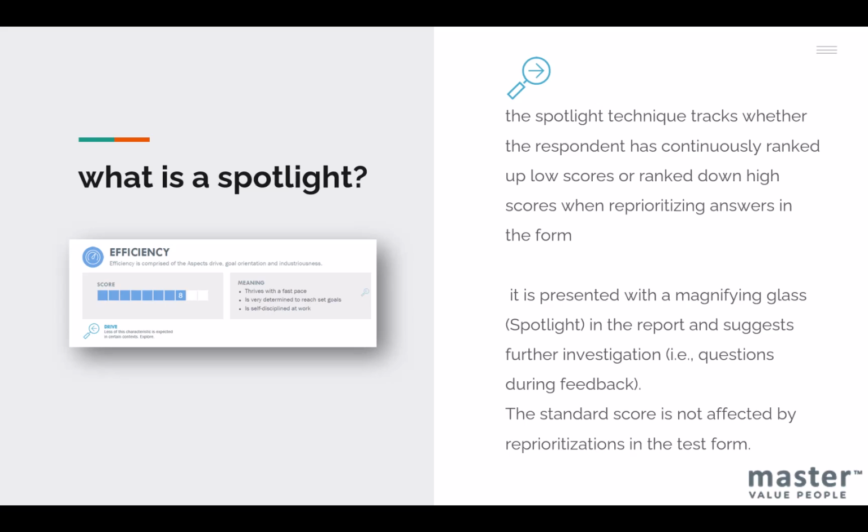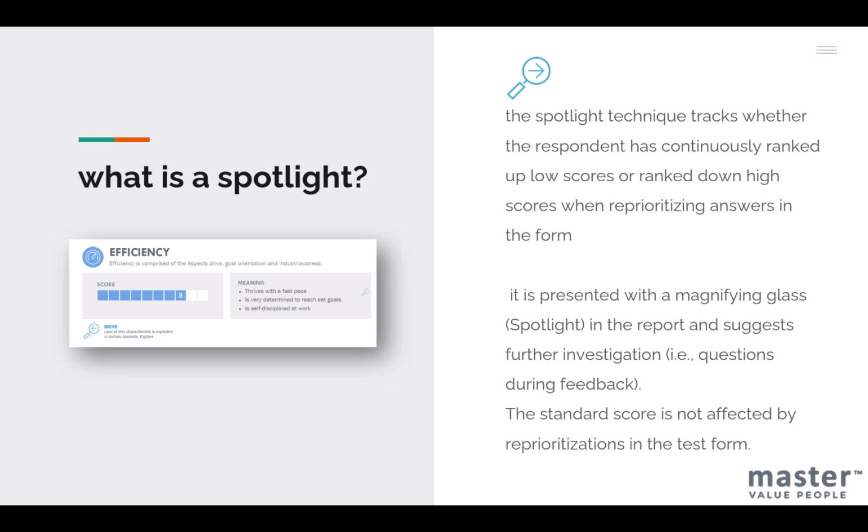Now it's time to talk about Spotlight, which can be a bit tricky to grasp. When the test person takes the test, they answer questions in groups of 7. They cannot assign the same score to more than one statement in that group. If they try to, they'll need to reprioritize and reassign. Once they've completed the group of 7, each response should be at a unique level. Then the process continues with a new set of 7 statements.